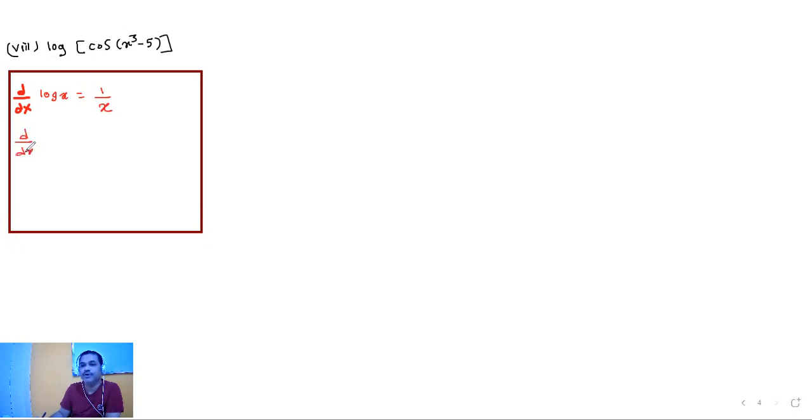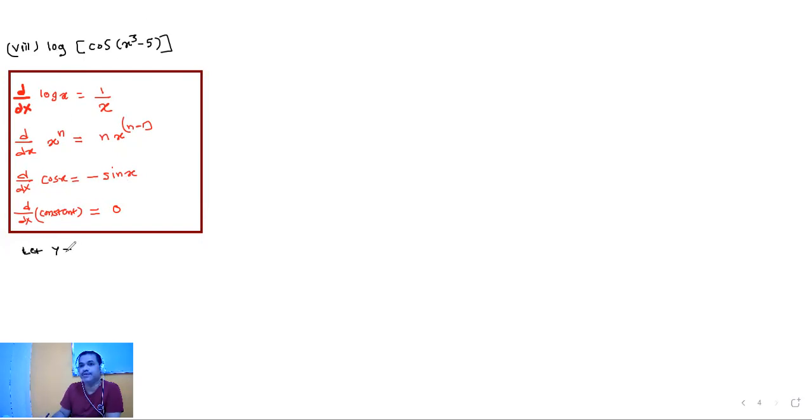Another important formula, d by dx of x raised to n is always equal to n into x raised to n minus 1. The derivative of cos of x is minus sin of x, and d by dx of a constant is equal to 0. All these formulas we will require here in this case. So whenever we apply those formulas, we'll tick mark them in place. Okay.